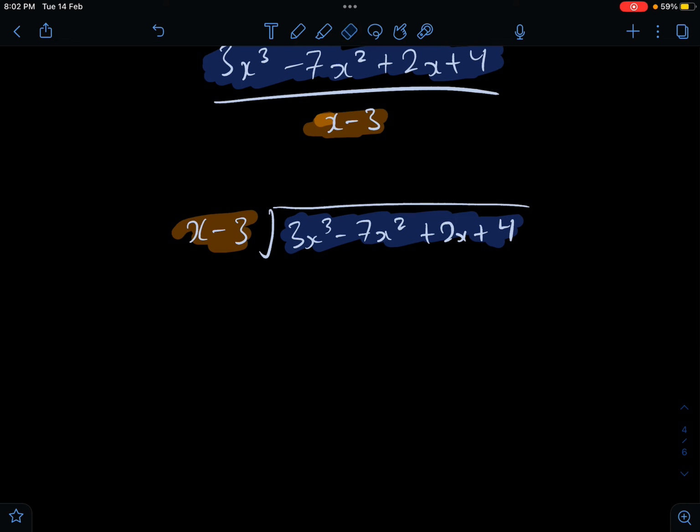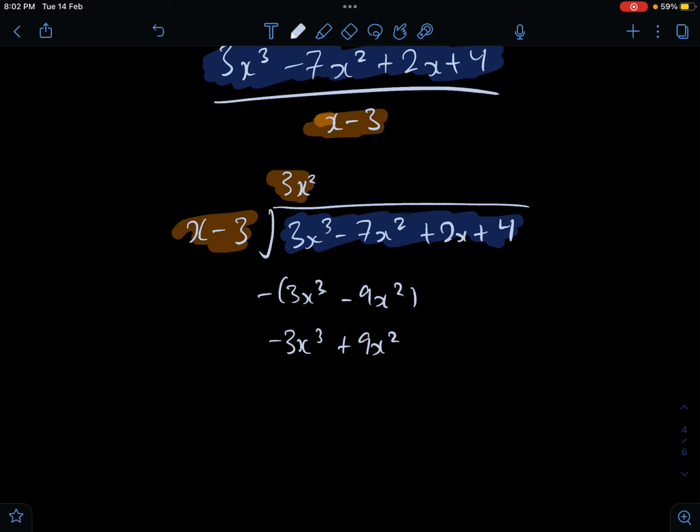And now we can start going into what we were doing last time. This 3x cubed divided by x, this 3x squared, put it up there, and then multiply the two orange terms together. Minus 3x squared times x minus 3, which is minus 3x cubed minus 9x squared. Negative 3x cubed plus 9x squared.